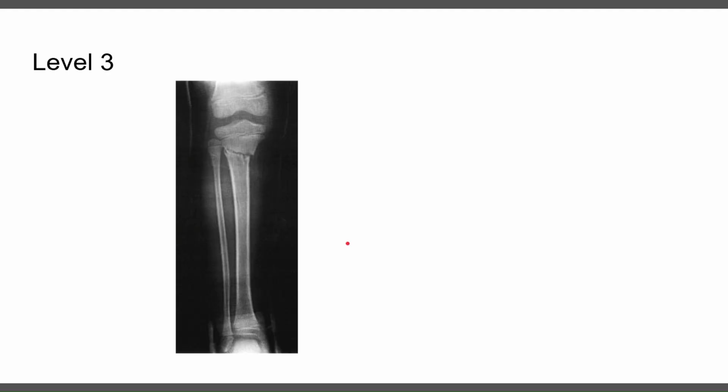Next example, we have an AP of a skeletally immature tib fib showing a fracture of the tibia. And it's a proximal tibia fracture, and is it through the diaphysis or the epiphysis? No, it's through the metaphysis. So if we say this is a fracture of the proximal tibial metaphysis, well, you get a silver medal. Proximal tibial metaphysis.